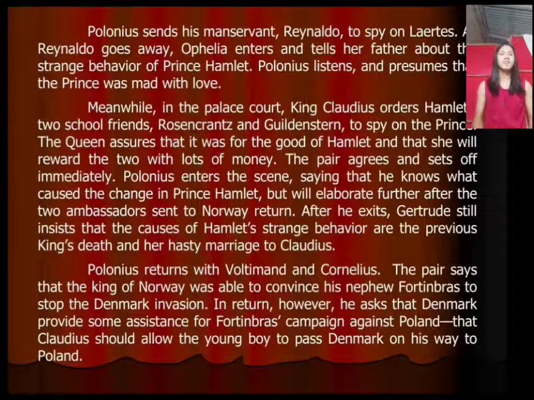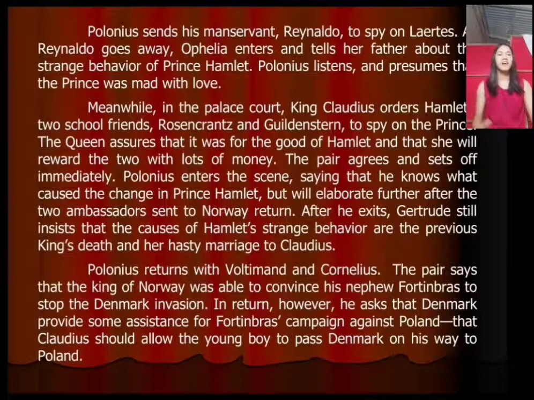Polonius enters the scene, saying that he knows what caused the change in Prince Hamlet, but will elaborate further after the two ambassadors sent to Norway return. After he exits, Gertrude still insists that the causes of Hamlet's strange behavior are the previous king's death and her hasty marriage to Claudius. Polonius returns with Voltimand and Cornelius.